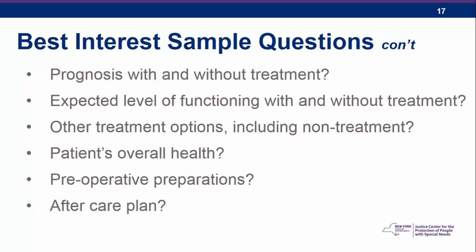Additional best interest sample questions can include: what is the likely prognosis with and without treatment? What is the expected level of functioning with and without treatment? What are other treatment options, including non-treatment? How is the patient's overall health? How will the patient handle preoperative preparations? What type of aftercare plan will be required?